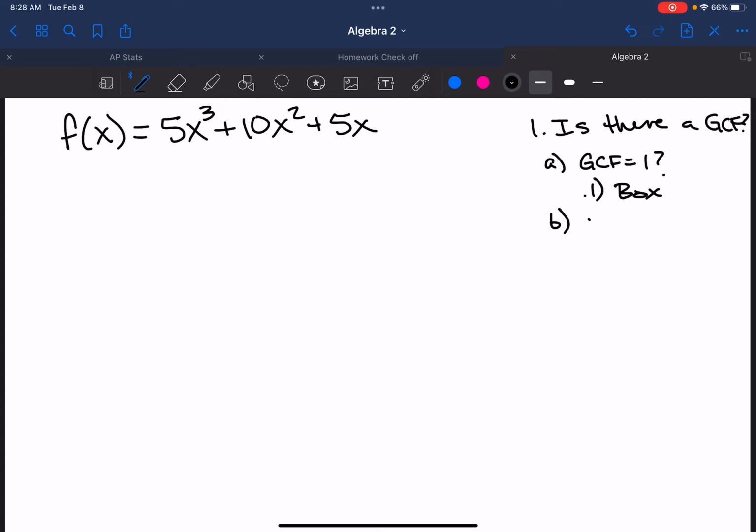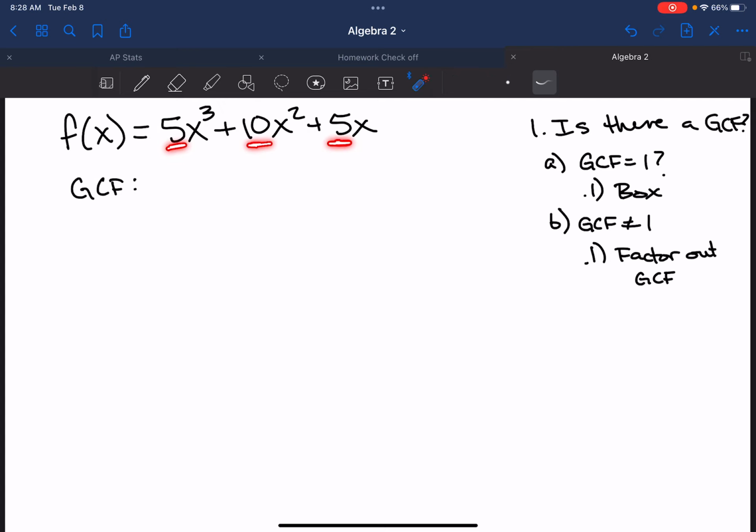Otherwise, as is this case, the GCF does not equal 1, which means that we need to come in here and go, okay, factor out the GCF. Well, we can see that our GCF up here is, well, we can divide 5, 10, and 5 by 5. It's the biggest thing we can divide all of them by. And we can see that each one of these has an x. And smallest power here is 1, so we need to pull out an x to the first.